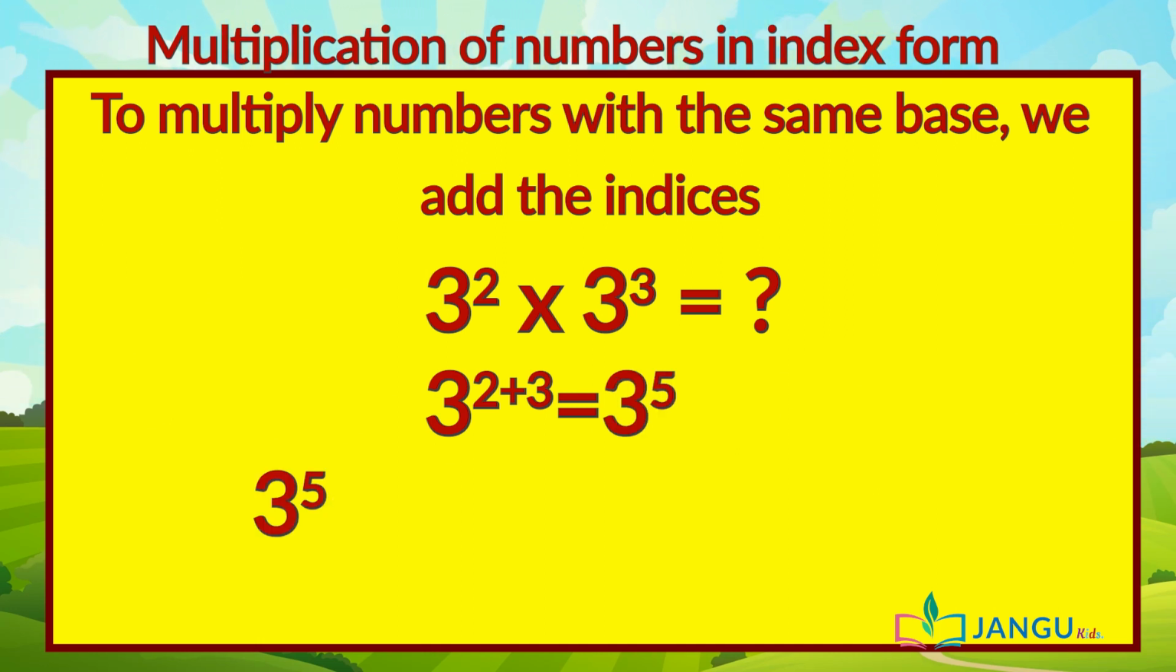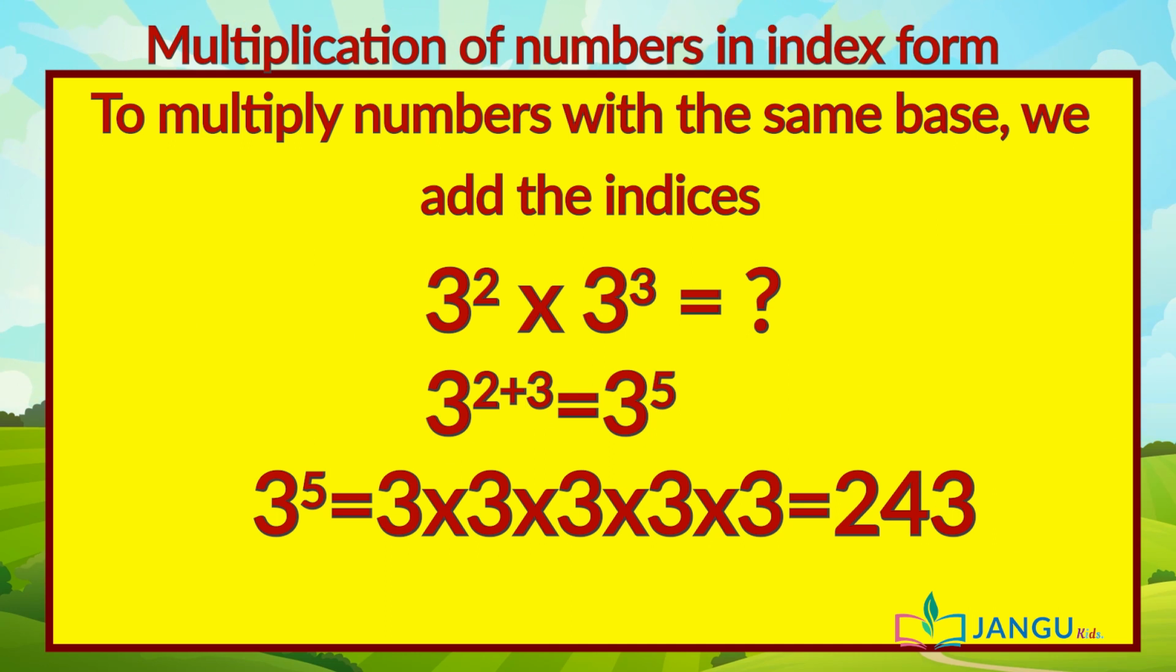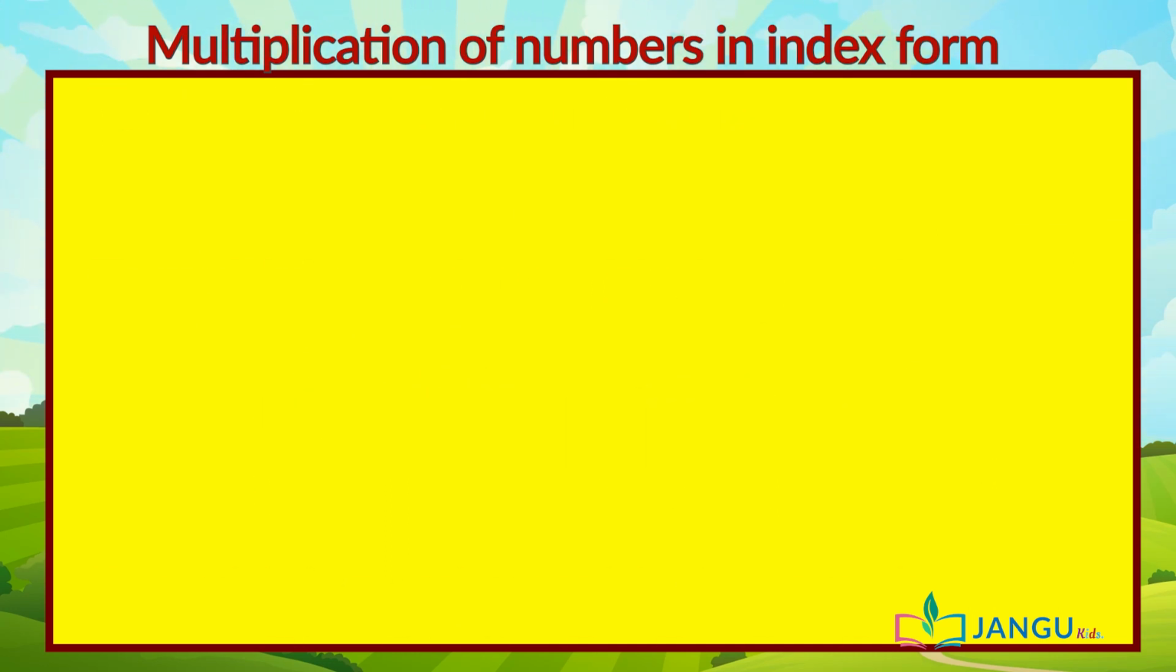And 3 raised to the power of 5 is 3 times 3 times 3 times 3 times 3, which is equal to 243. Now let's try another example.